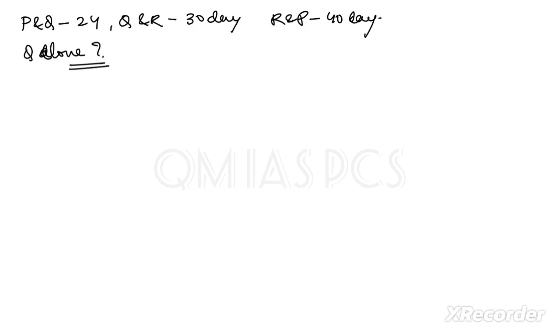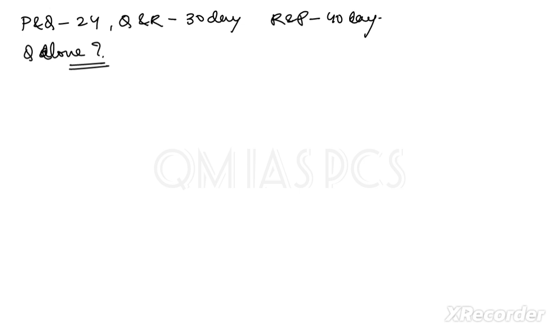So, last question, very important. Just look at this question. P, Q and R, 3 persons are there, but they are forming only 2 groups. P and Q take 24 days to complete that work, Q and R take 30 days, and R and P take 40 days to complete that work in pair.